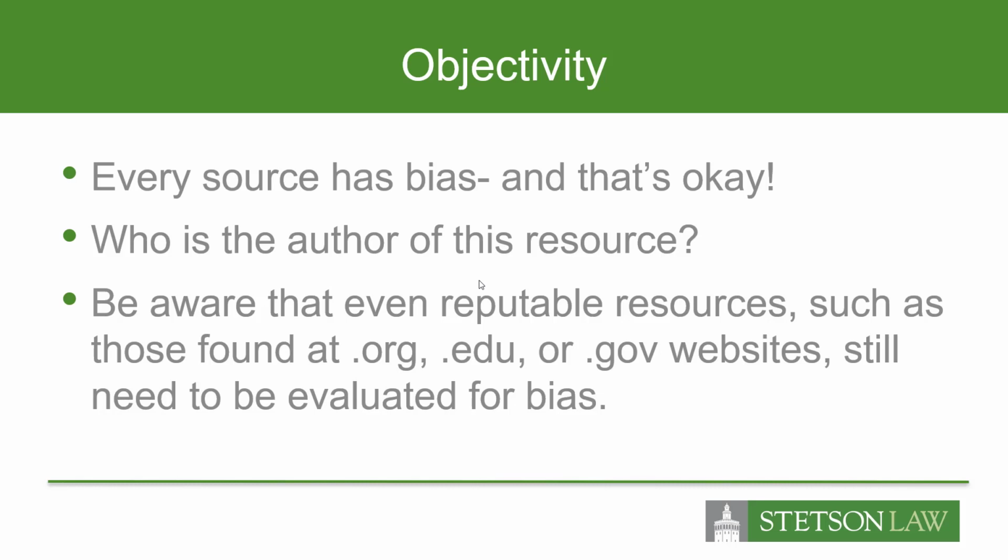Objectivity is an important factor, but always be aware that every source has some degree of bias, and that's okay. It still may be useful so long as you can evaluate that bias. Ask yourself, who is the author of this resource, and why may they be biased about the information they are presenting? This is relevant when considering many helpful resources come from advocacy groups, nonprofits, and even government resources, which may be biased in favor of a certain platform or party. These all may still be valuable resources.